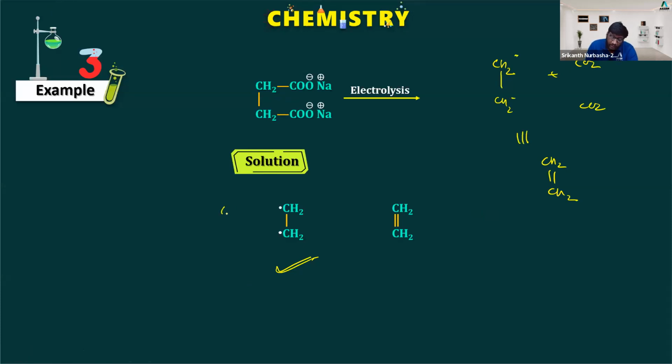And you can think of another way also. Two such CH2 dot molecules may combine to form cyclobutane, CH2CH2CH2CH2. But cyclobutane will have ring strain, because of that it is unstable, unstable due to ring strain.